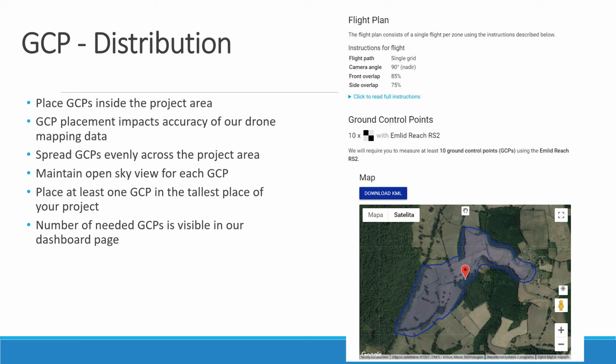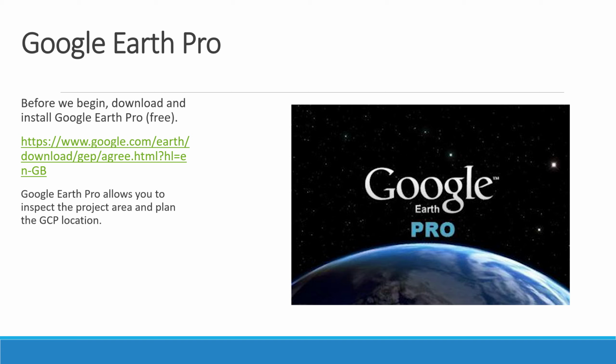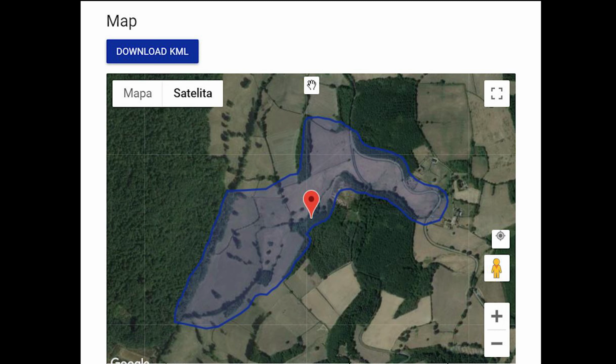Once we selected you as a pilot for a project, you'll have access to the project details. In our Inflights dashboard page, you will see the needed number of GCPs to set and a KML file with a project boundary. Before we begin, please download and install Google Earth Pro. It is a free computer software that you can download online. Google Earth Pro allows you to inspect the project area and plan GCP locations. Once you downloaded the KML file with a project boundary from the Inflights dashboard, open it in Google Earth Pro.